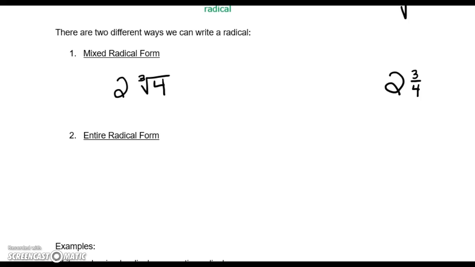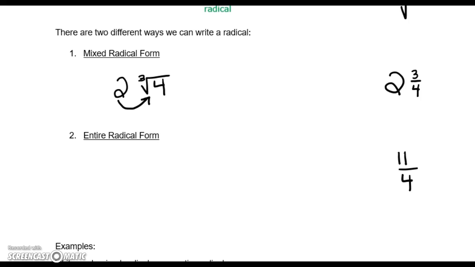So the other way that we can write this is using entire radical form, and kind of like with fractions, this could be similar to an improper fraction, where we would convert this 2 3/4 into an improper fraction. So here that would be 4 times 2 is 8, plus 3 is 11. So you'd have 11 over 4 as your improper fraction. So here everything is in the fraction. So with our radical, we're going to try and move this 2 inside of the radical.